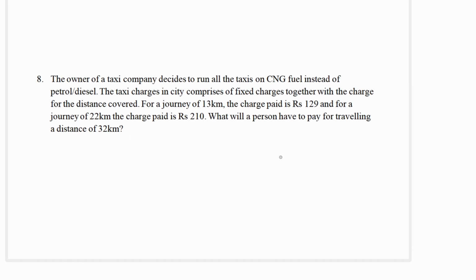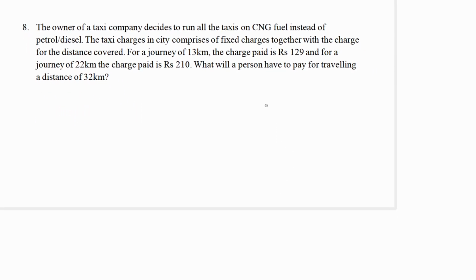A taxi owner decides to run all taxis on CNG instead of petrol and diesel. The taxi charges in the city comprise a fixed charge together with the charge for the distance covered. For a journey of 13 km, the charge paid is rupees 129, and for a journey of 22 km, the charge paid is rupees 210. What will a person have to pay for travelling a distance of 32 km? 32 km, not kg.